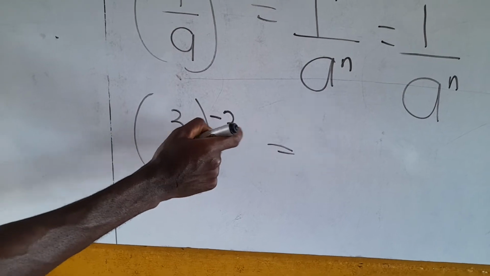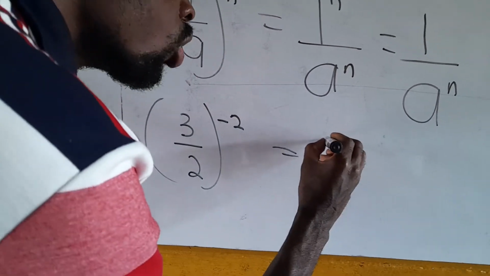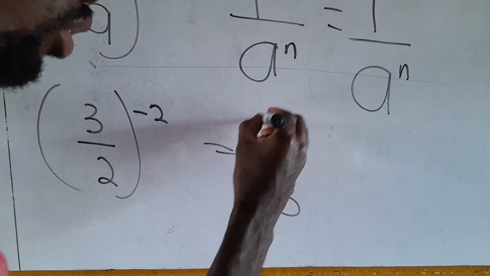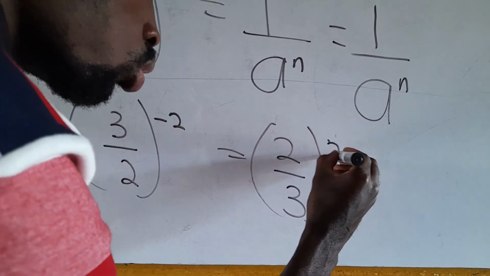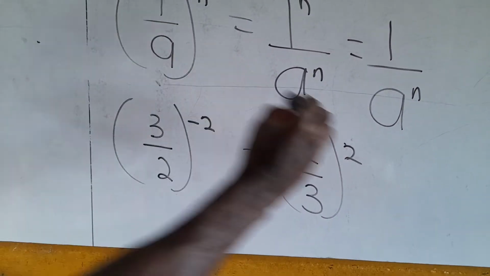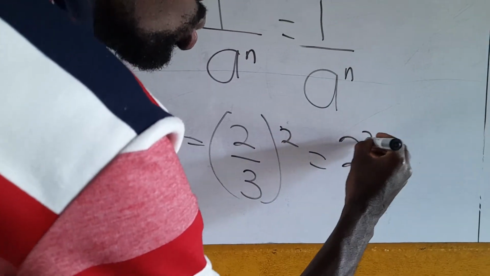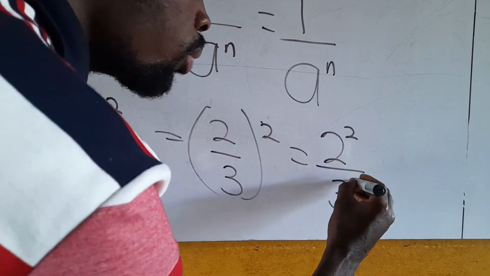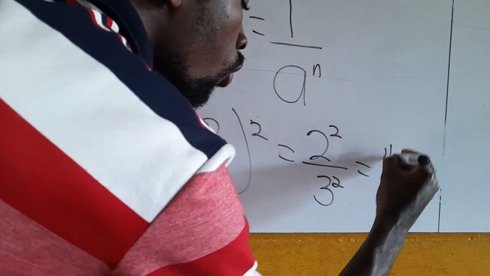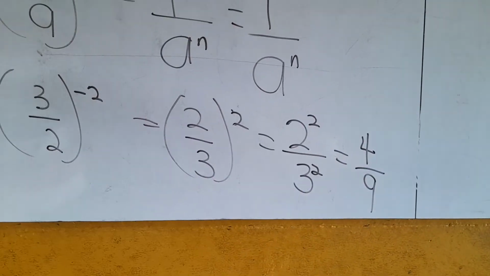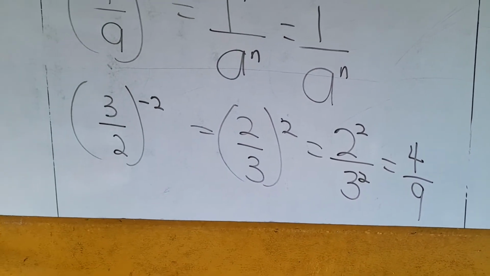Then the exponent changes to positive. So I have 2 out of 3 exponent 2, which is the same as 2 exponent 2 over 3 exponent 2, which is 4 out of 9. I hope you get that.